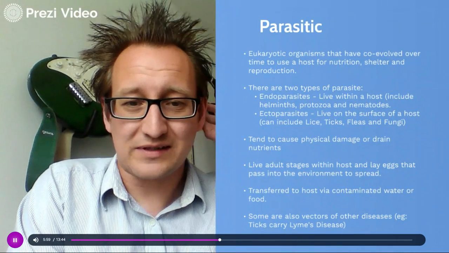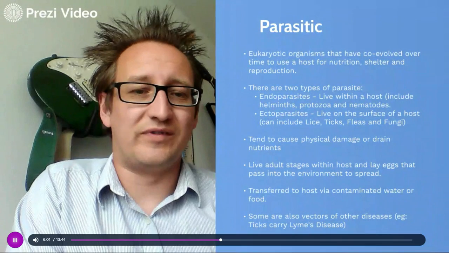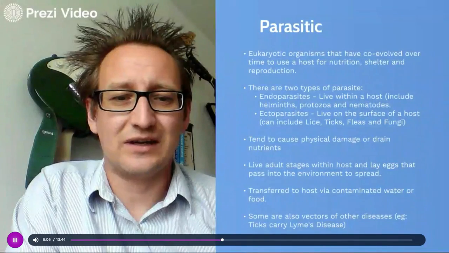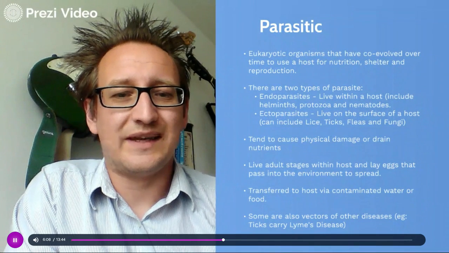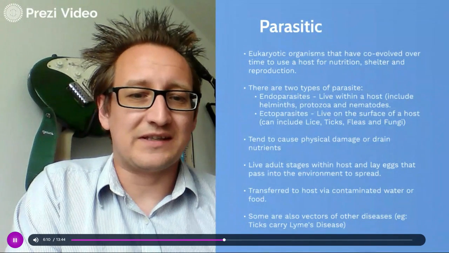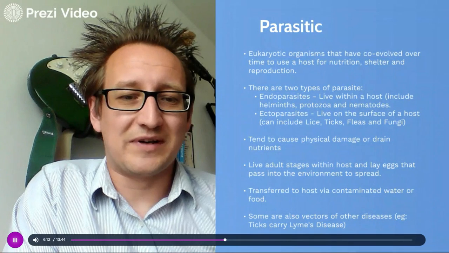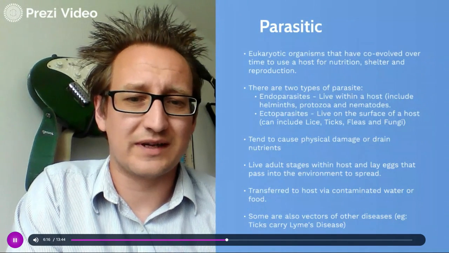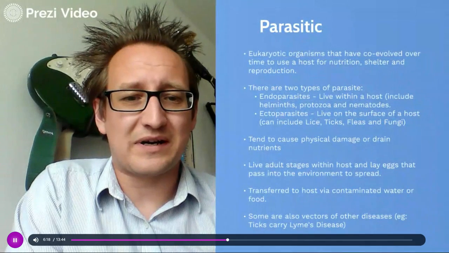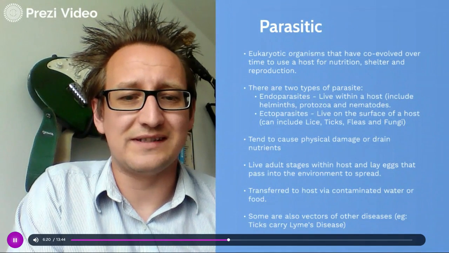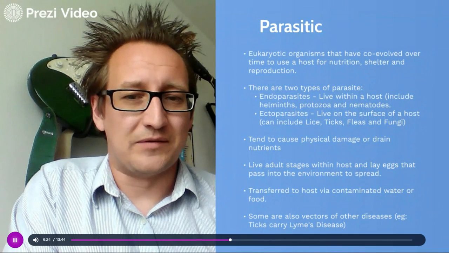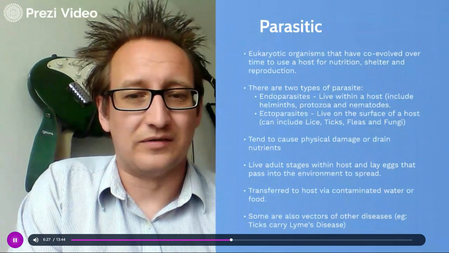And that's kind of where the parasitic term comes from. Generally speaking, parasites live their adult stages within a host, and they might lay eggs, and then these eggs may hatch into larvae that will pass into the environment in order to spread. And the spread can happen through perhaps contaminated water or food, or it can be sometimes more simple than that. It could be direct contact. What we tend to find as well is that some parasites do carry other diseases. So, for example, ticks carry Lyme disease. And this can have a double-fold effect on a patient with a parasitic disease.